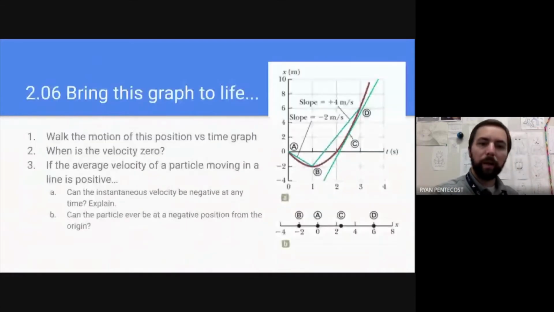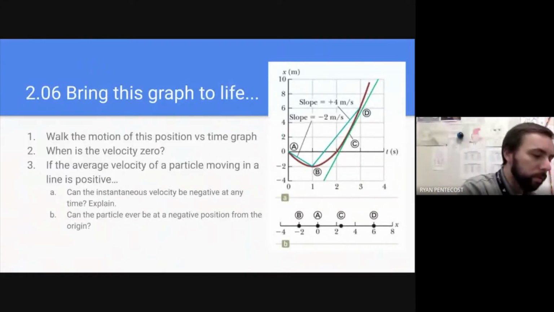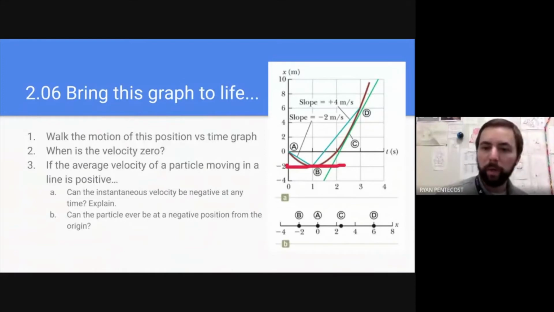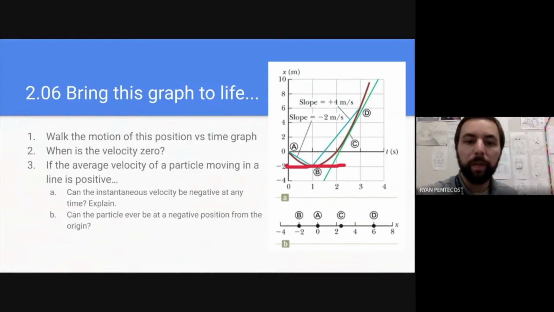So back to number 2, when is the velocity 0? Well, that only happens right there at point B. That's where the velocity is 0. So on number 2, point B is when the slope is 0 meters per second. You know it's meters per second because slope is rise over run, position over time, meter per second, meter over a second.